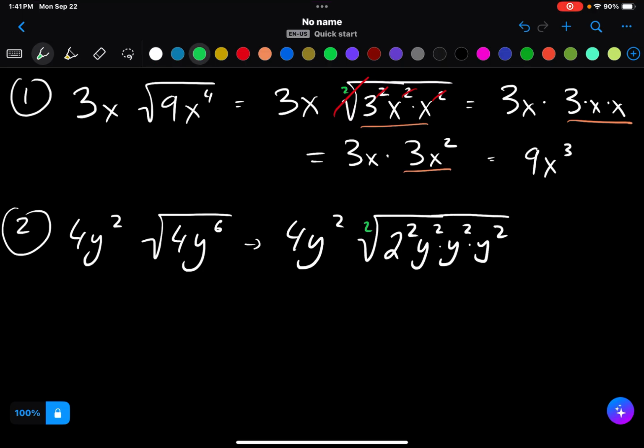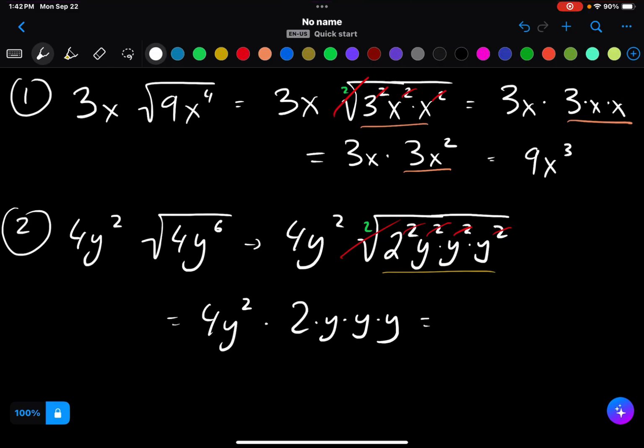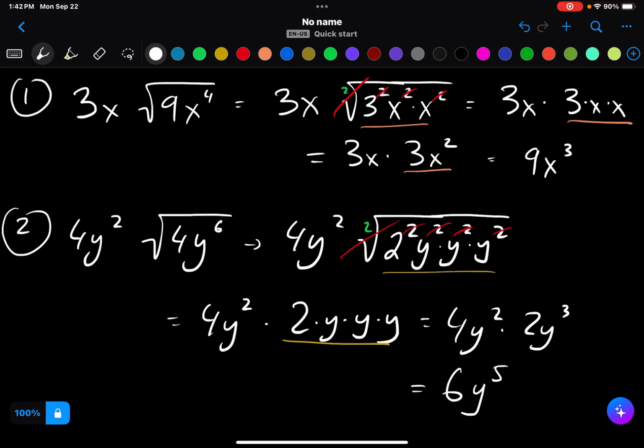Now remember, again, because it's a simple radical, I can now cancel everything that's a power 2. So now I just have myself the 4y to the 2nd power, and from that radical, I'm going to get myself 2 times y times y times y, right? That's what I get out of the radical, which is 2y to the 3rd power. And I just multiply those across. 4 times 2 is 8, and y squared and y cubed adds up to y to the 5th power. So that's number 1 and 2.